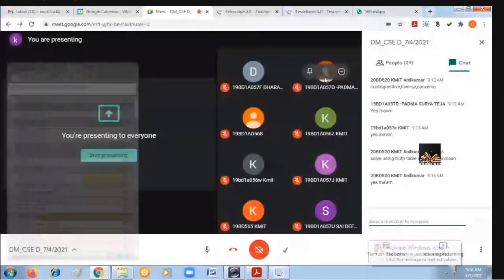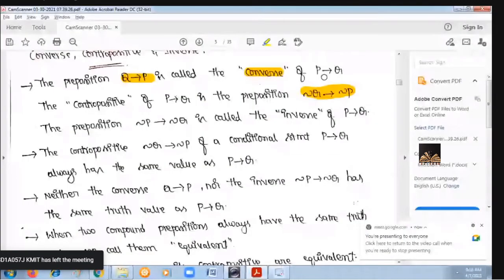So negation Q implies negation P is known as the contrapositive of the conditional statement.